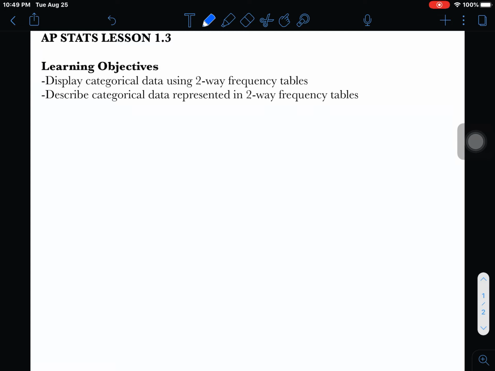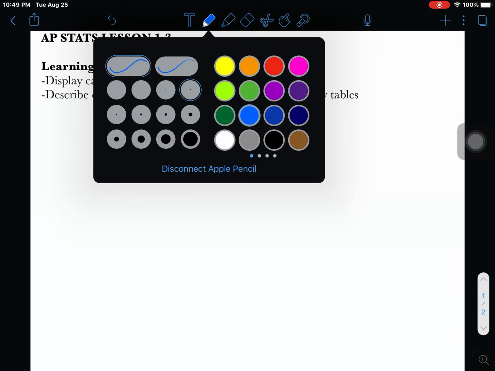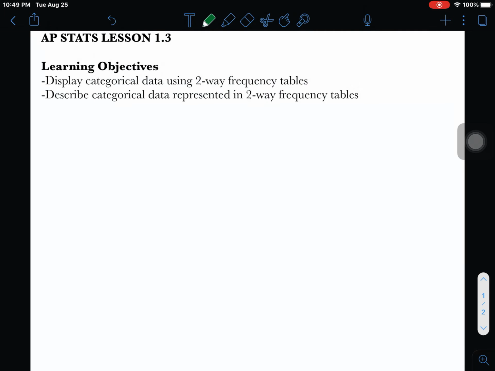However, today's lesson we're going to be displaying categorical data for two variables. So we're going to be looking at two-way frequency tables, and we're going to try to interpret and analyze the data within the two-way frequency tables. So this term here, two-way frequency table, you may have heard that before, you may have not, but I'm pretty sure you have all seen these sorts of tables. That is kind of like the main vocab for today.